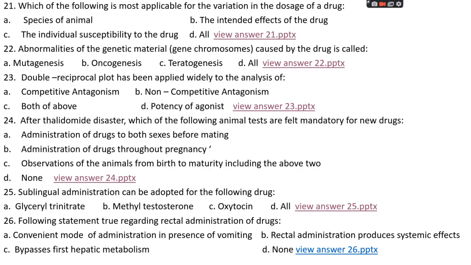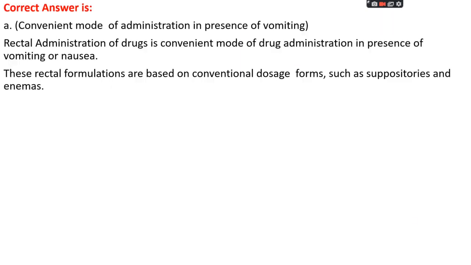Okay. Question number 26. Which of the following statements is true regarding rectal administration of a drug? Option A, it's a convenient mode of administration in the presence of vomiting. Option B, rectal administration produces systemic effect. Option C, it bypasses first hepatic metabolism. Or option D, none. The right answer is option A. It's a convenient mode of administration in the presence of vomiting.